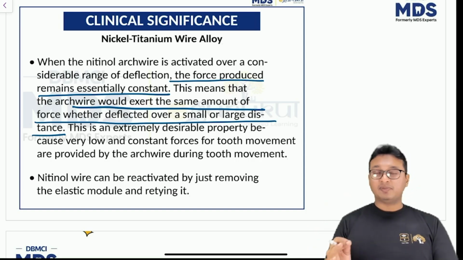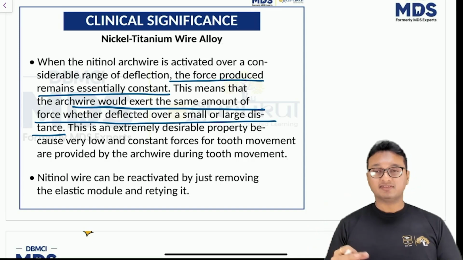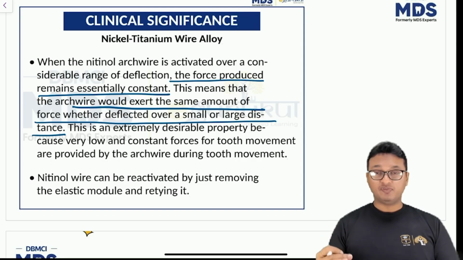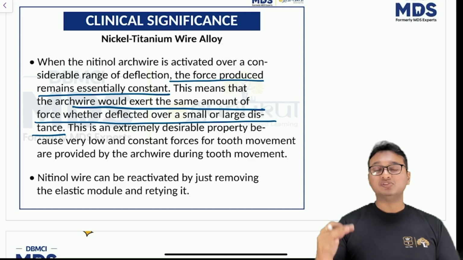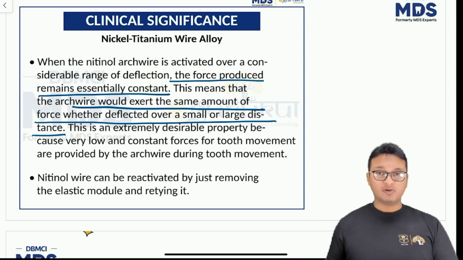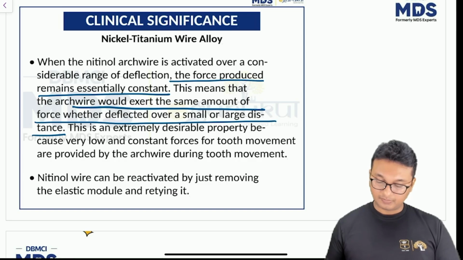This is what is desirable because, as we have talked about in the chapter on biology of tooth movement, it's always the physiologically light forces which can easily be tolerated by the oral structures that are the most desirable during the delivery of forces to the oral structures, oral tissues, right?